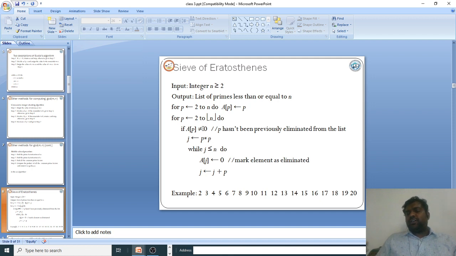Now what is that A of p? Okay, if the value of A of p is not equal to 0, it contains some value, then what is the value of j? The value of j will be p star p. While j is less than or equal to n, you're going to mark that j as eliminated, and then for that you're going to set j equals j plus p. So till when are you going to perform this operation? Till we reach 20. Okay.